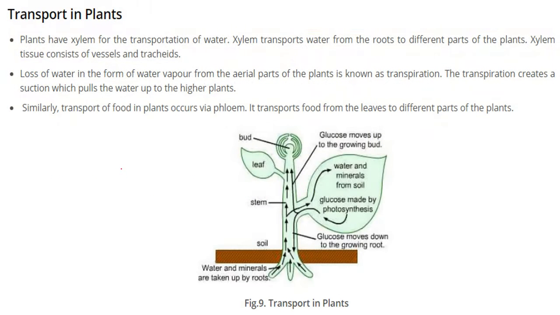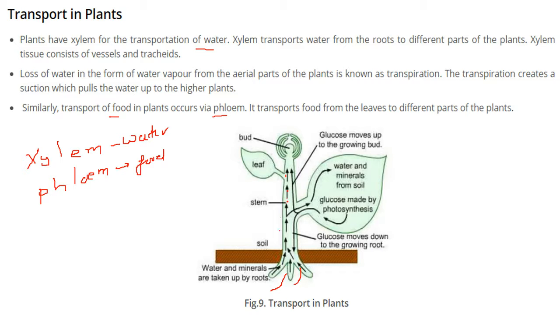How does transportation in plants take place? Plants have two things. One is xylem, the other is phloem. So the plant has xylem for transportation of water, and phloem does the transportation of food. So xylem for water transportation, phloem for food transportation. Xylem transports water from where? From the roots to different parts of the plant.